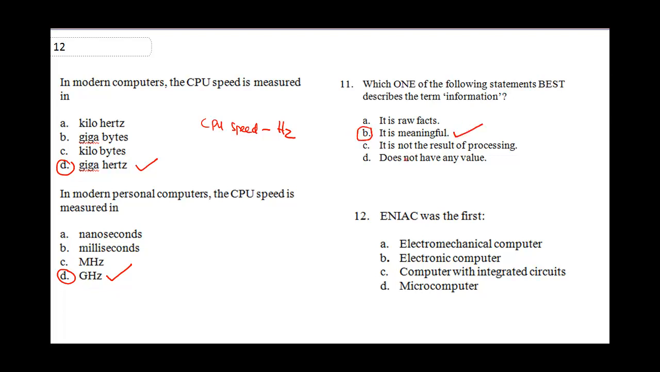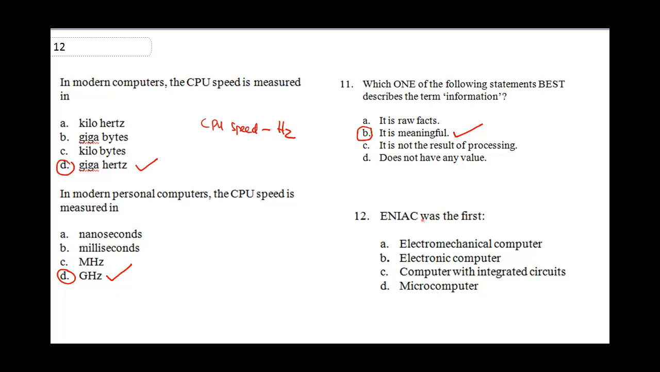C says it is not the result of processing. Information is actually the result of processing. Then D says it does not have any value. Information does have values. It's possible it does not also have values, but at times it could be values. It could be 1, 2, 3, 4. It could be letters A, B, C, D.